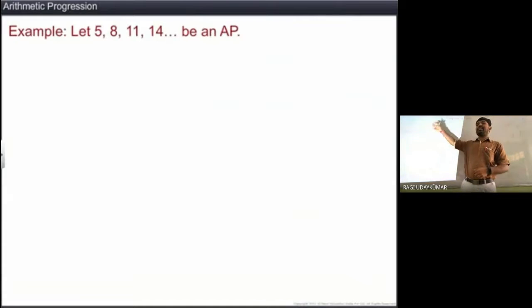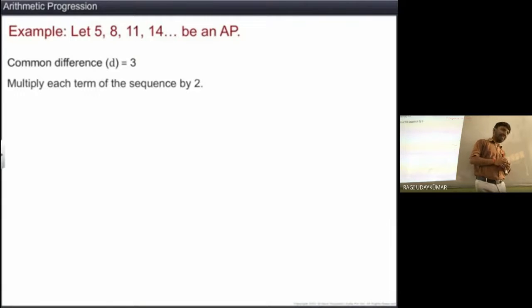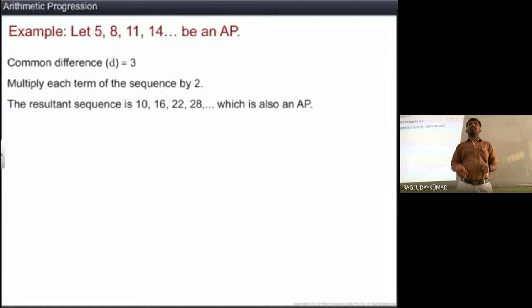Let us see the example: 5, 8, 11, 14 is an arithmetic progression. So what is the common difference here? 3 is the common difference. Now multiply 2 to every term. 5 into 2 is 10, 8 into 2 is 16, 11 into 2 is 22, like this: 10, 16.